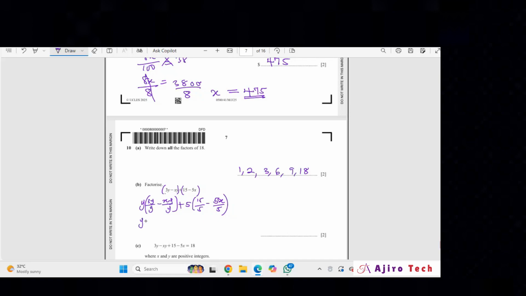So I'm going to have y brackets, 3y divided by y will give us 3 minus s here. This one will cancel out, plus with 5. Then I'm going to have 15 divided by 5, which is 3 minus s, we cancel the s. So from here, I can have it like this. Then y plus 5. What you have inside the bracket are the same. Pick one of it, which will give you this. So the factorized form of it is 3 minus s, y plus 5.